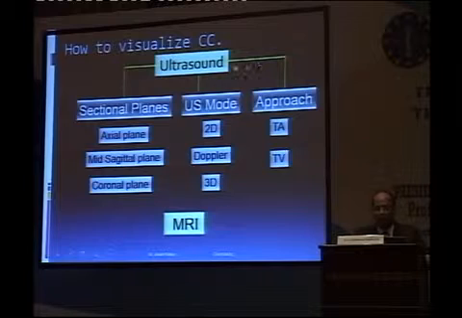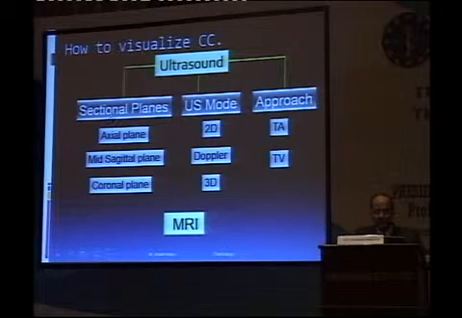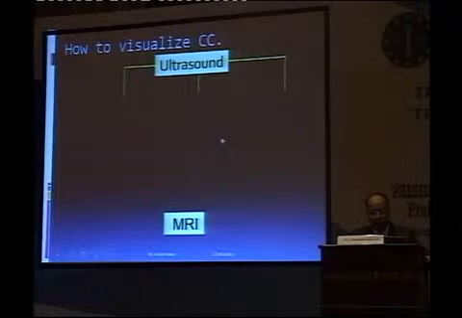How to visualize the corpus callosum? We either use ultrasound or MRI. By ultrasound we can use the axial plane, the mid-sagittal plane, and the coronal plane. Using these modes, 2D ultrasound, Doppler ultrasound is helpful in some cases, and 3D ultrasound is best to see the corpus callosum in almost all cases. Regarding approach, we can do it transabdominal or transvaginal according to the presentation of the baby and the gestational age.